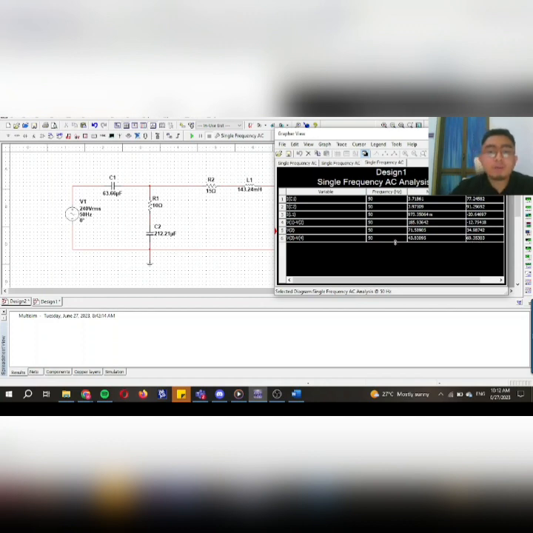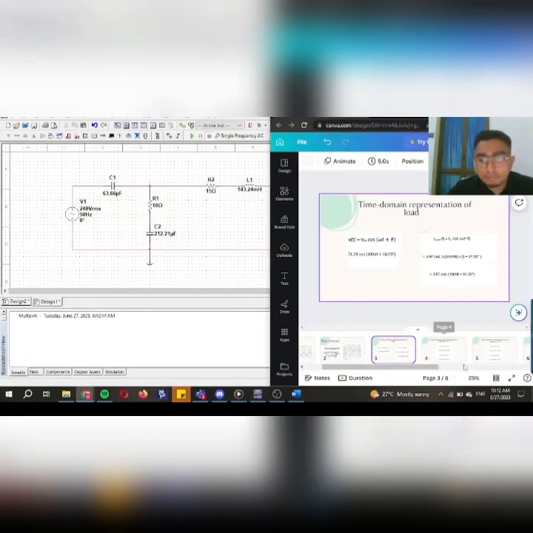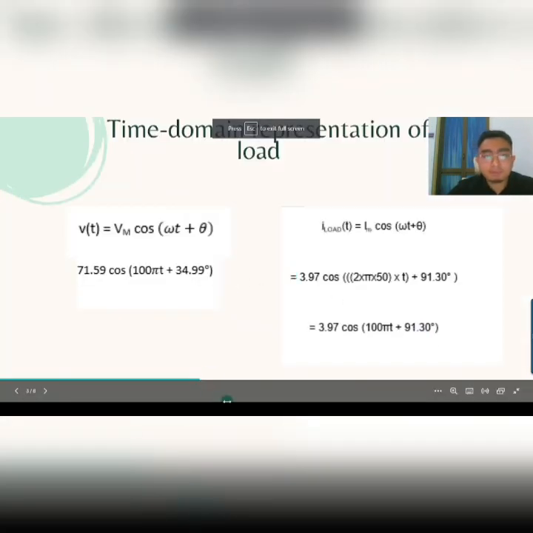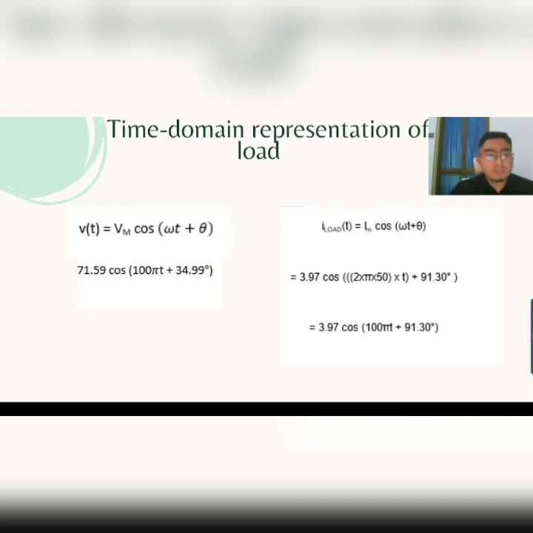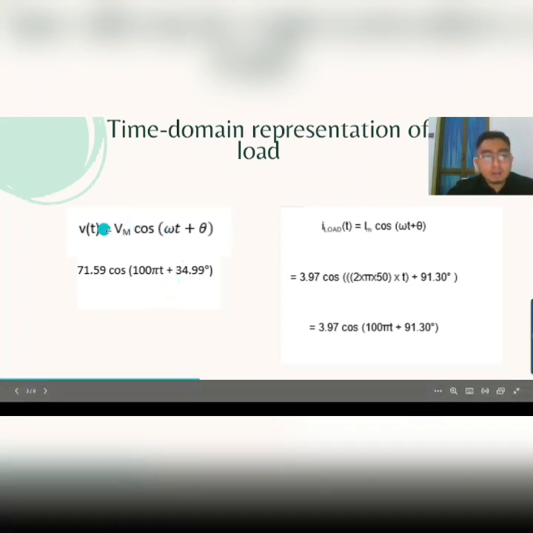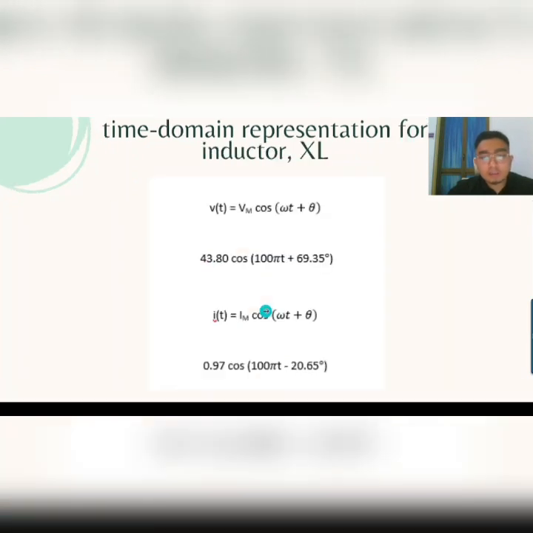As I stated before, from this phasor representation value, we can obtain our time domain representations. If I can show you my slide here. As you can see, this is the time domain representation of our load, which is v(t) equals Vm cos omega t plus phase angle. For the value of our load voltage, if I can show you, sorry.